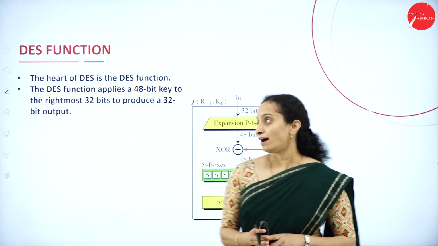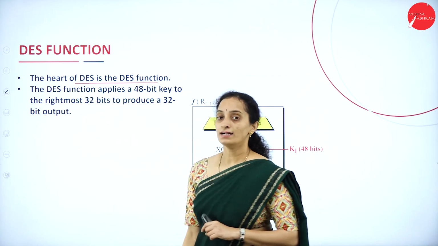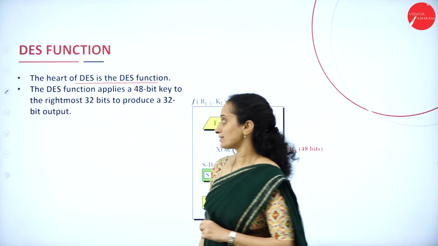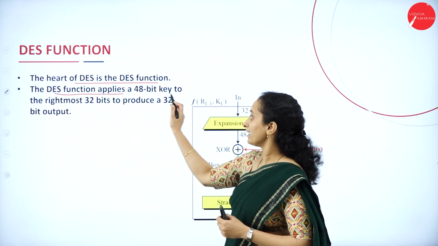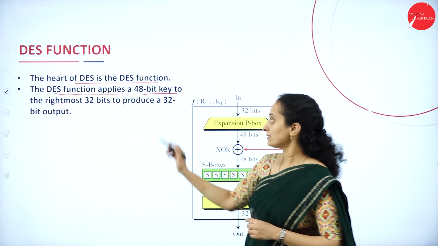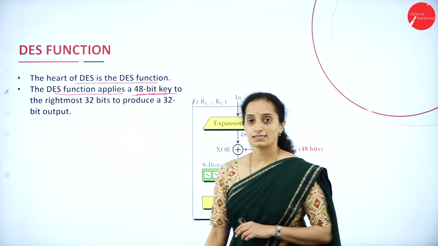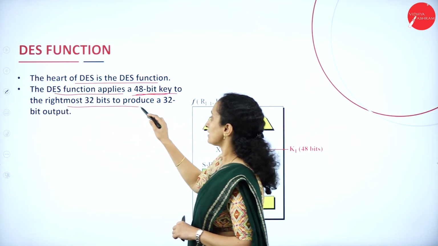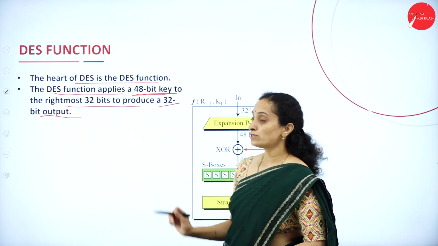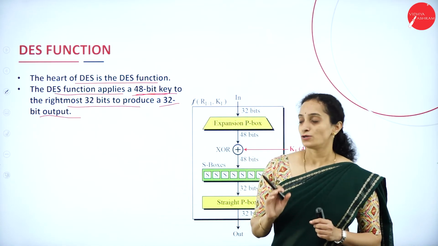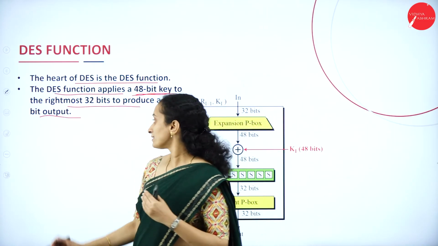Here we have the function of the DES. The heart of the DES is the DES function. How does it operate? The DES function applies a 48-bit key, not the entire 56. Only a 48-bit key is applied to the rightmost 32 bits to produce a 32-bit output. So we use a 48-bit key with 32 bits to get a 32-bit output. 48 is the number of input and 32 is the number of output.